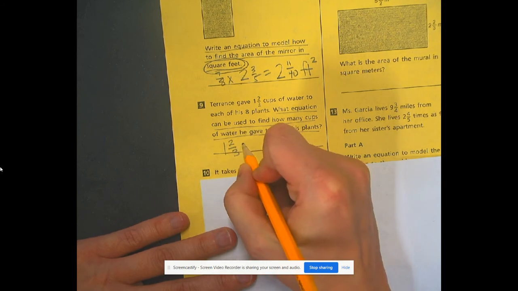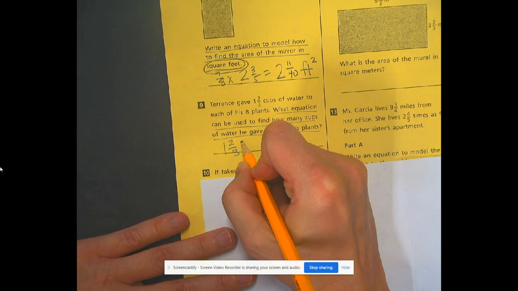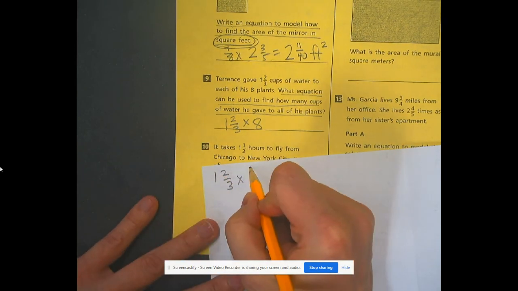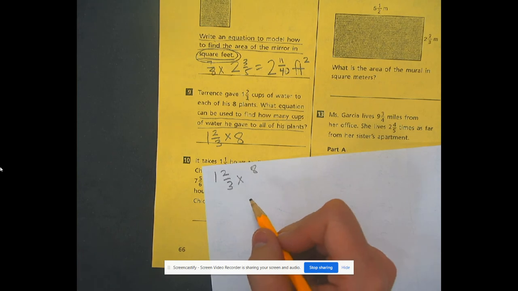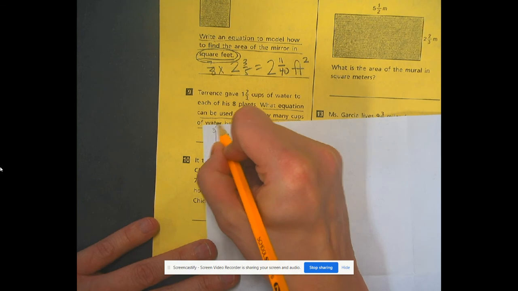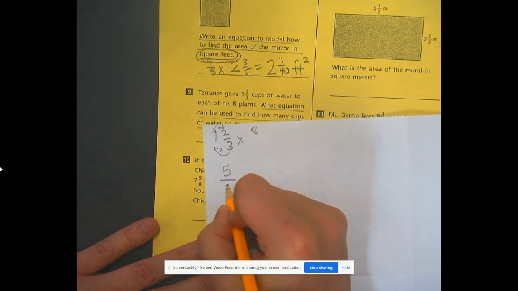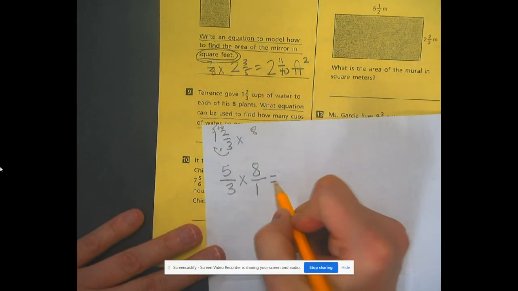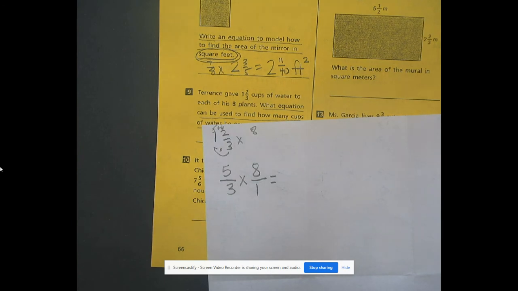1 2/3 times 8. Yep. 1 2/3 times 8. Okay, what do I do to this mixed number? Yep, 3 times 1 is 3, plus 2 is 5, so 5/3 times 8. Now what? Yep. Okay, go. Tell me what 5/3 times 8 is. Oh, can I leave it as an improper fraction? No.